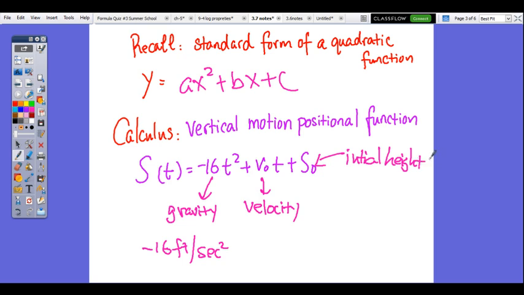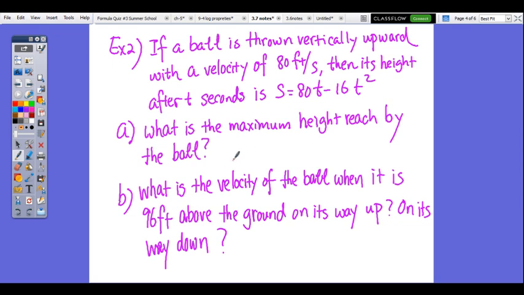Okay, so now let's use this model to solve the next problem. So here's the one. If a ball is thrown vertically outward with a velocity of 80 feet per second, so this one is v naught, the initial velocity, and then its height after t seconds is 80t minus 16t squared. So what's the maximum height reached by the ball? This one's a quadratic function. You can use the vertex formula for this. Obviously, you can do that.